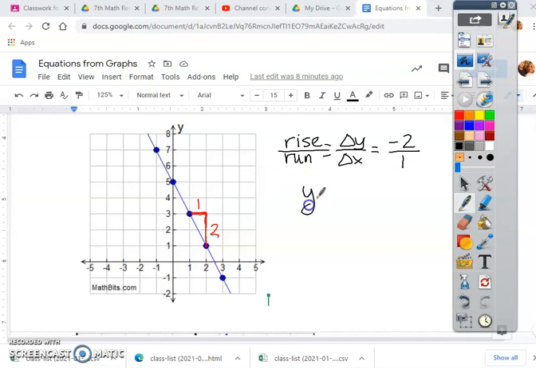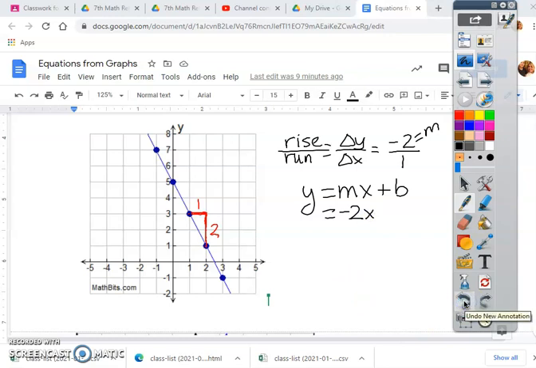So I have y equals mx plus b. Notice I did this one different. I did my slope, or my constant rate of change, first. I did m first. So that's -2/1, or just -2x. And remember, that means it's going down.